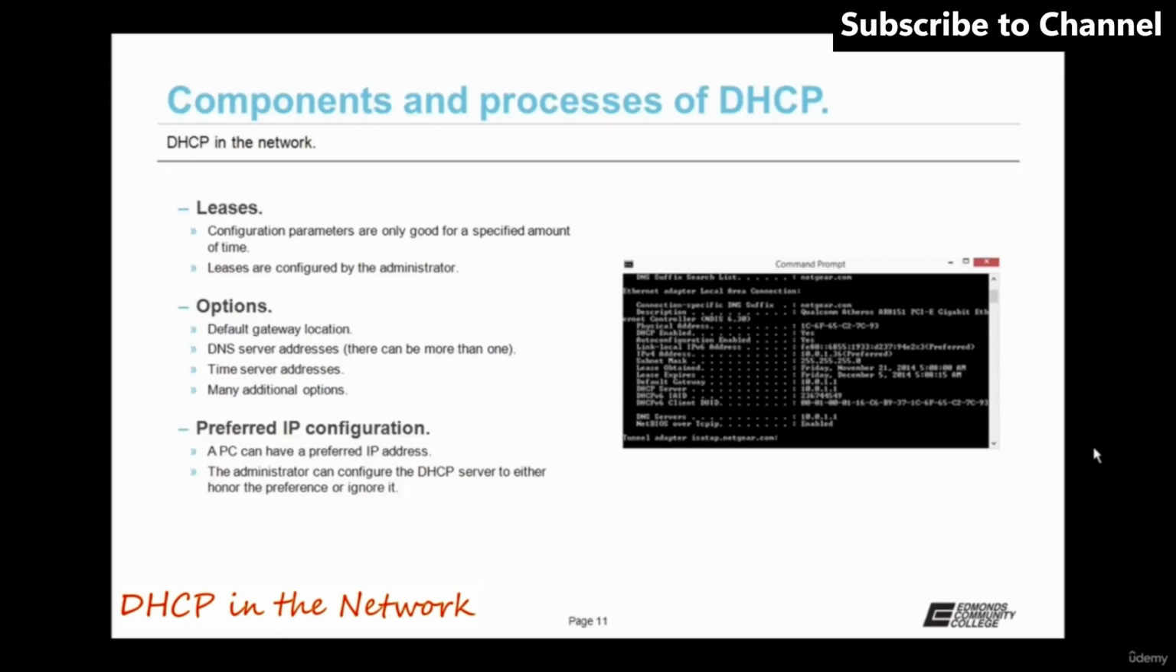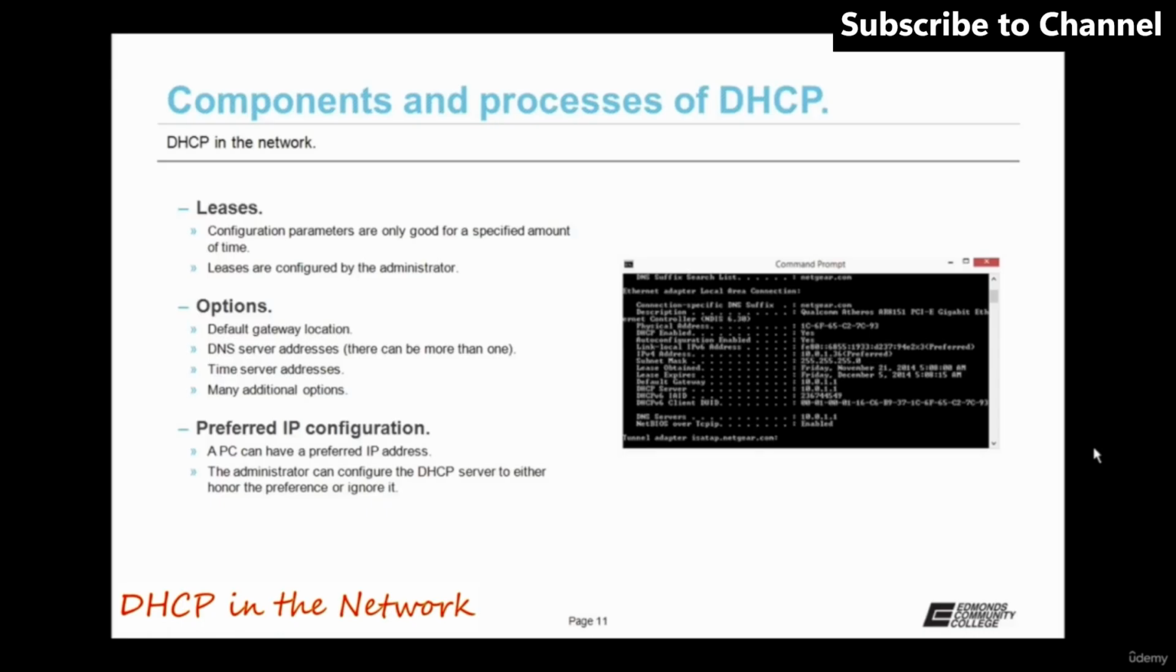There are also options that the administrator can configure. The first one that's pretty obvious is the default gateway location. There's also the DNS server address, and the administrator can configure more than one DNS server location. An administrator can also configure an option for the PC to synchronize with a time server, so the administrator can configure a time server address. There are many more additional options, but those are the big three that you should remember. Now, when a PC boots up, it does have a preferred IP address.